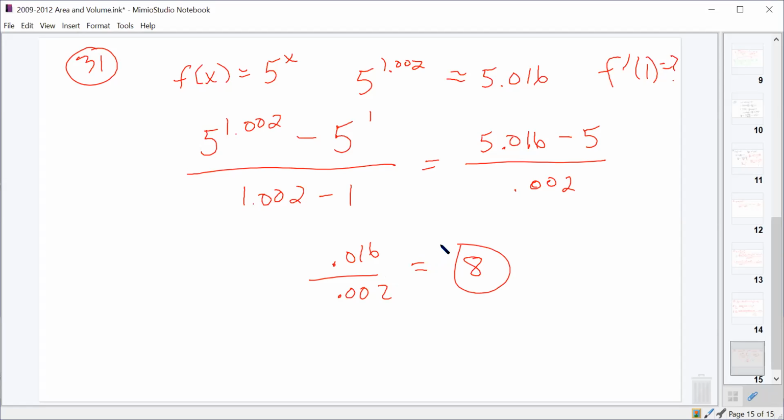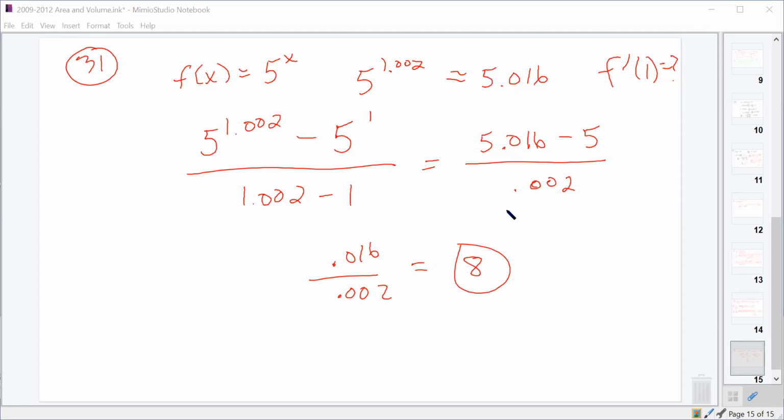So we're just using a tangent line to approximate it. I keep saying tangent line. We're using a secant line, using the slope to approximate the tangent line. Does that make sense? Any questions on that one? Yeah, that makes sense. Okay.